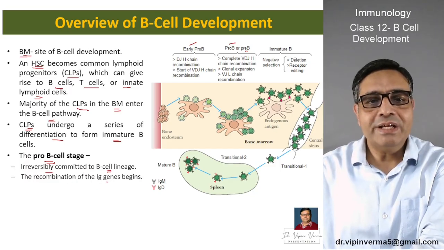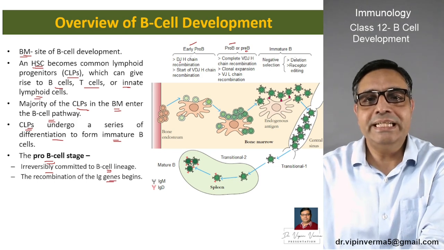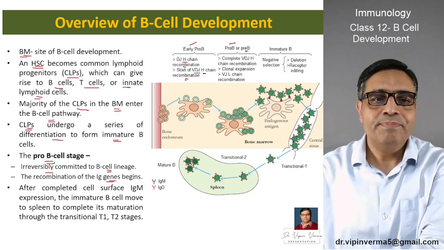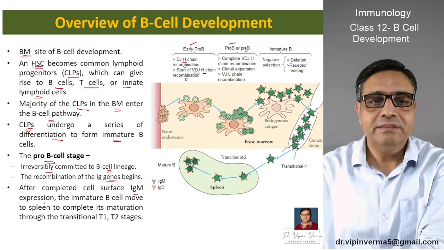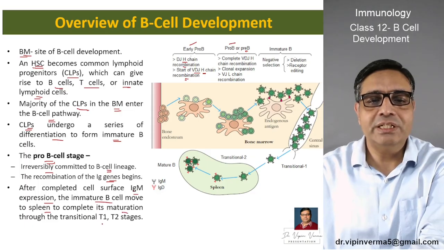The recombination of the Ig genes begins. You can see here that the DJH chain recombination starts in the early pro B cell stage, and then the VDJH, that means the heavy chain recombination, starts here. After cell surface IgM expression is completed, the immature B cells move to the spleen to complete their maturation through the transitional T1 and T2 stages.